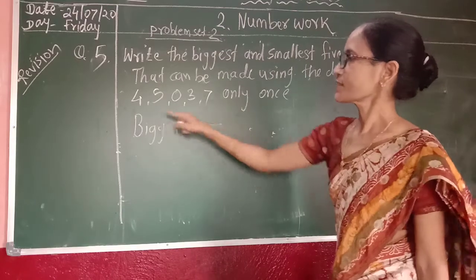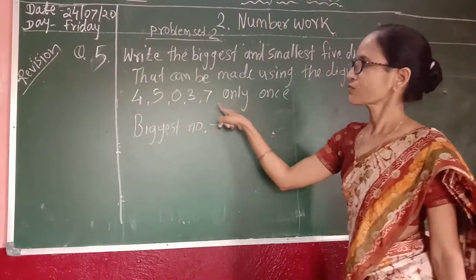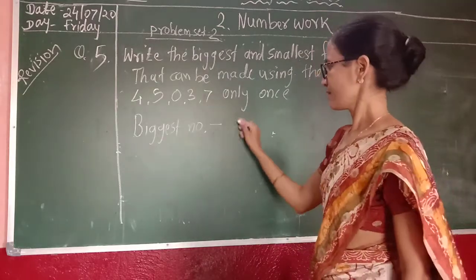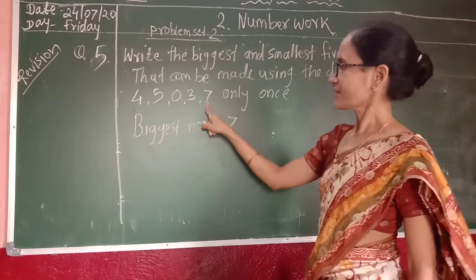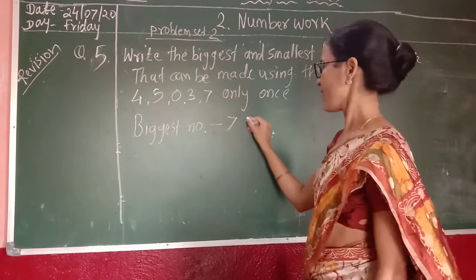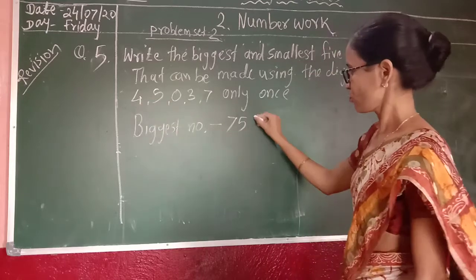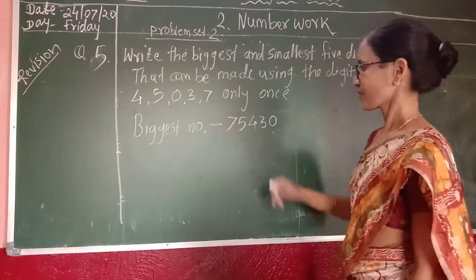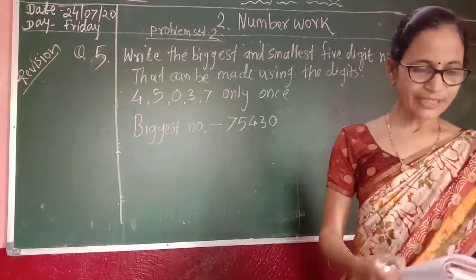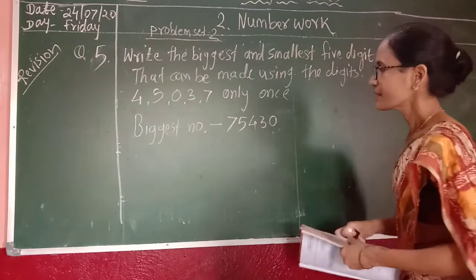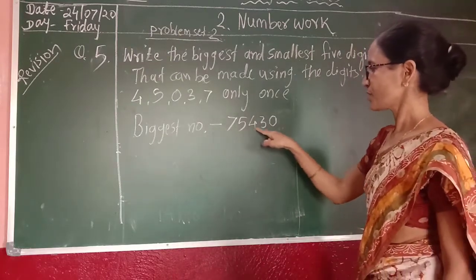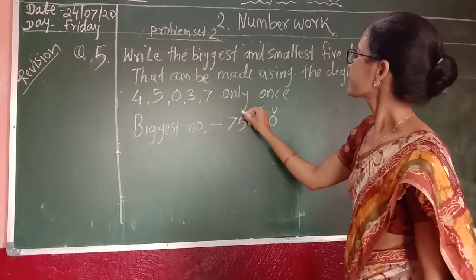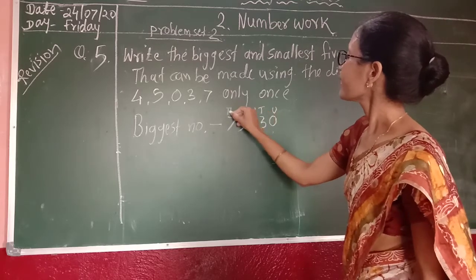बिगेस्ट नंबर कैसे, which is the biggest number in these digits 4, 5, 0, 3 and 7. 5 digits are given here. Which is the biggest number? Number 7. After that number 5. After that number 4. And after that number 3 and last is 0. So here are 5 digits: unit, 10, 100, 1000 and 10,000.